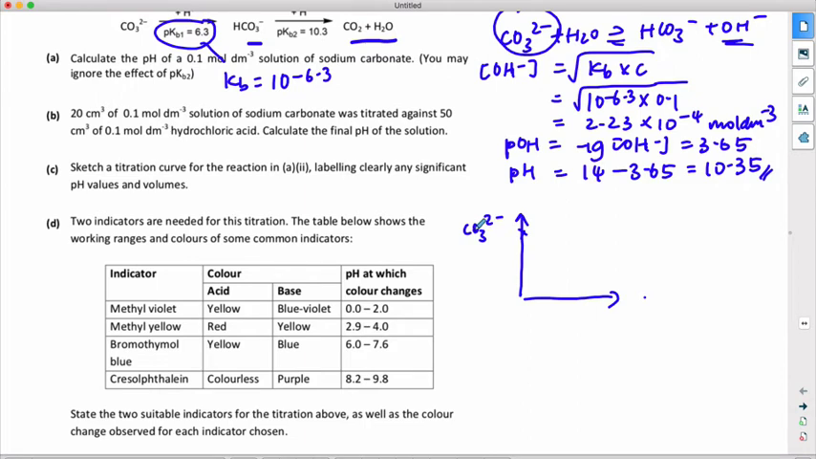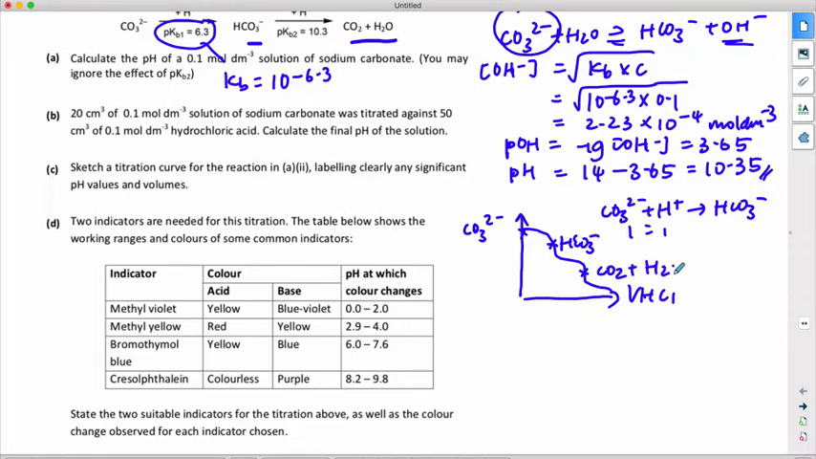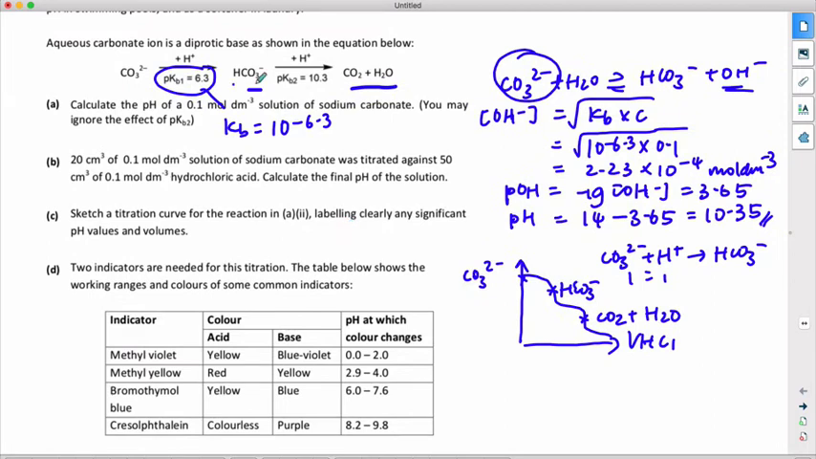Carbonate will be neutralized twice by HCl, right? Because it can accept H plus one time and then can accept H plus another time. So carbonate will react with H plus in a 1:1 ratio to form HCO3 minus, which is over here, HCO3 minus, all right? And then it can react with some more H plus to form CO2 plus H2O, okay, as shown from here. You can see it forms HCO3 minus and then forms CO2 plus water.